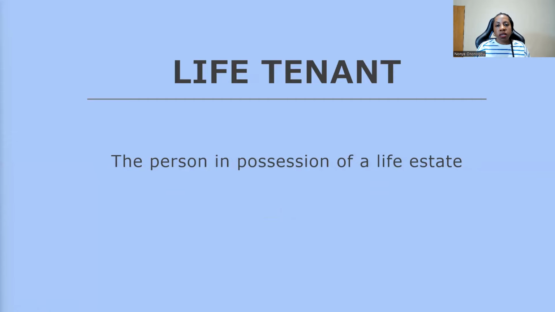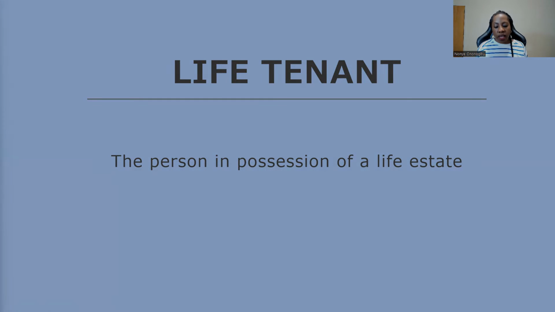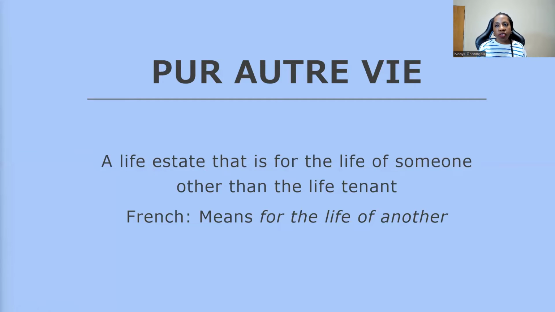The life tenant. The life tenant is the person in possession of a life estate. Let's go back to my example. The father gives the real estate to the son. Now the son becomes a life tenant because they are in possession of the real estate. And then the transfer of the life estate says, it's yours, son. When you pass on, it goes to your son, so the father's grandson. So the son in this instance would be the life tenant. Pur autre vie is a French term that means for the life of another. This is a life estate that is for the life of someone other than the life tenant.